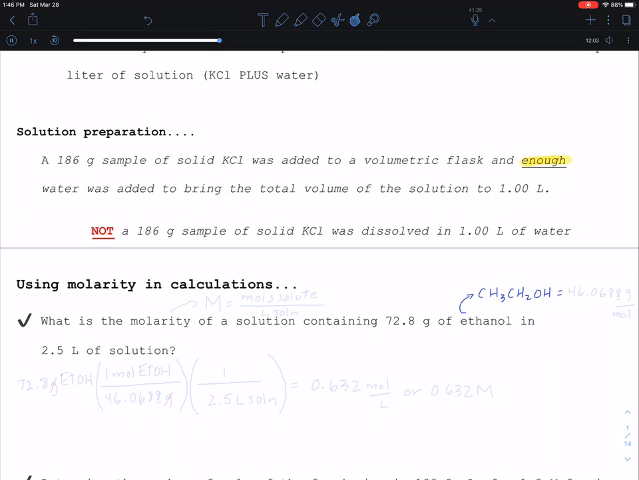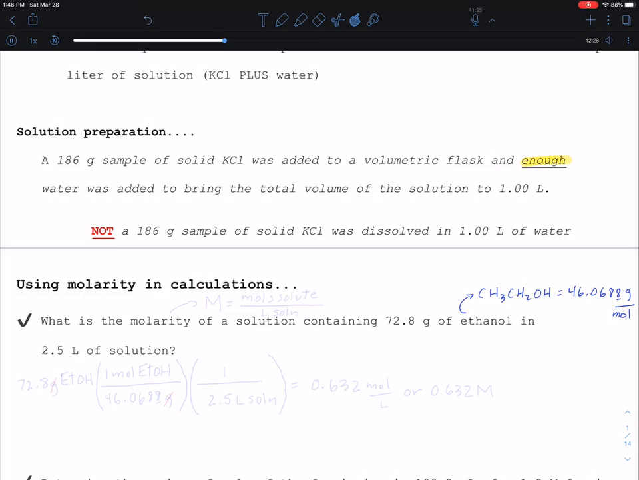And so if I sum all of that up, I get 46.068, and I get another 8, but it's extra. I'm going to carry it anyway, so I don't have round off error. So I know that the molecular weight of ethanol is 46.0688 grams for every 1 mole.